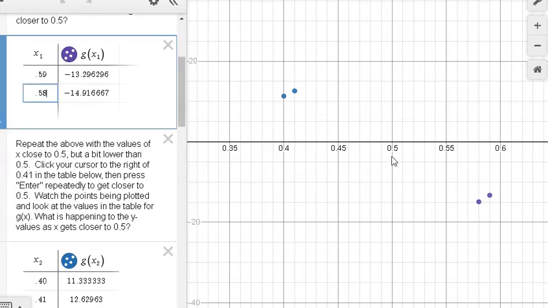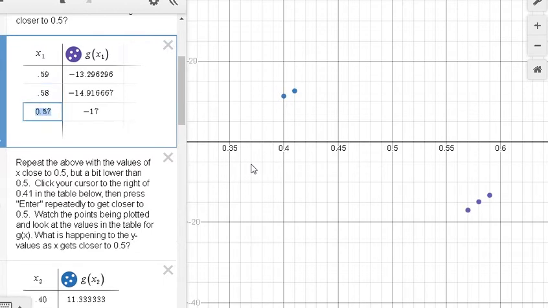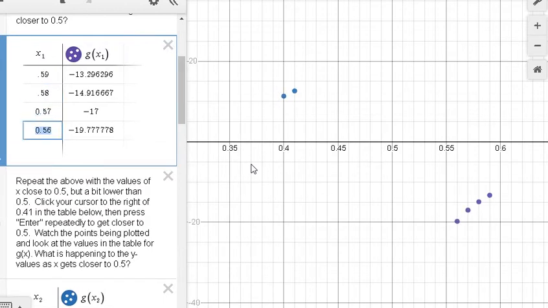So I've got this little t-table here. I've plugged in my function. And I want to see what happens when I plug in values of x that are close to 0.5, but a little bit above 0.5. You can see the first two points plotted right here. But what if I get closer to 0.5? Let's do the next one. If you put your cursor next to the 0.58, 0.57, 0.56, you should be able to see that I'm also getting new points plotted on my graph. So watch in the lower right.